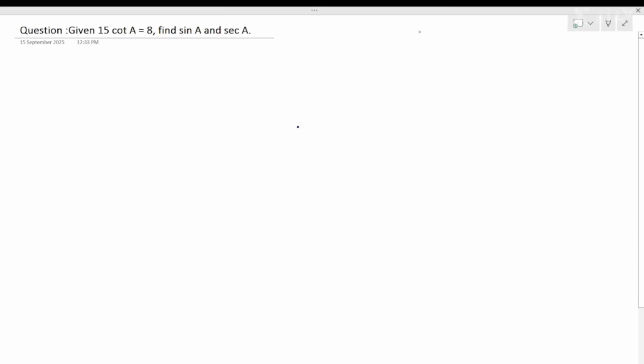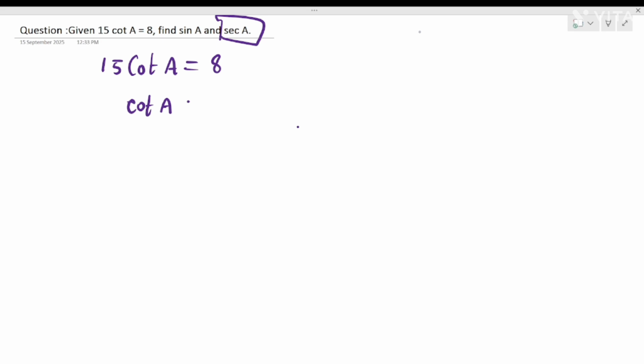Okay, so here we are given in the question that 15 cot A is equal to 8, and you have to find out the value of sec A. So 15 cot A is equal to 8, so we can write that cot A is equal to 8 by 15.